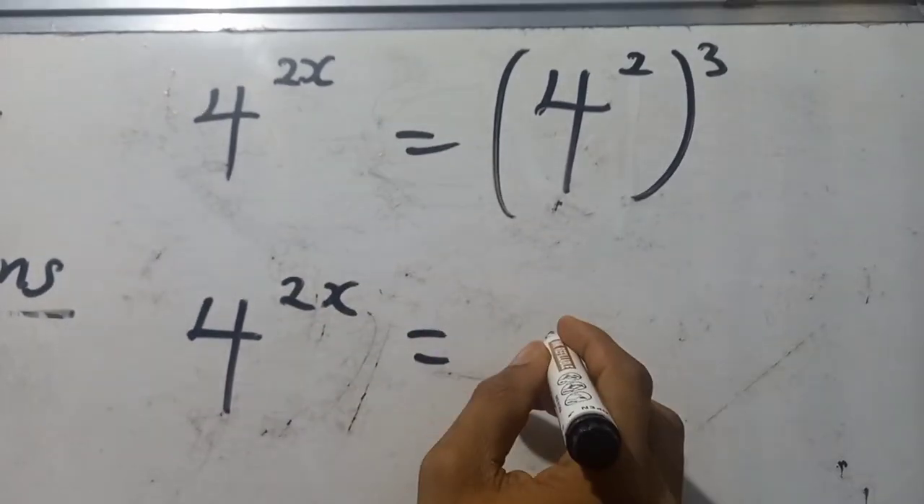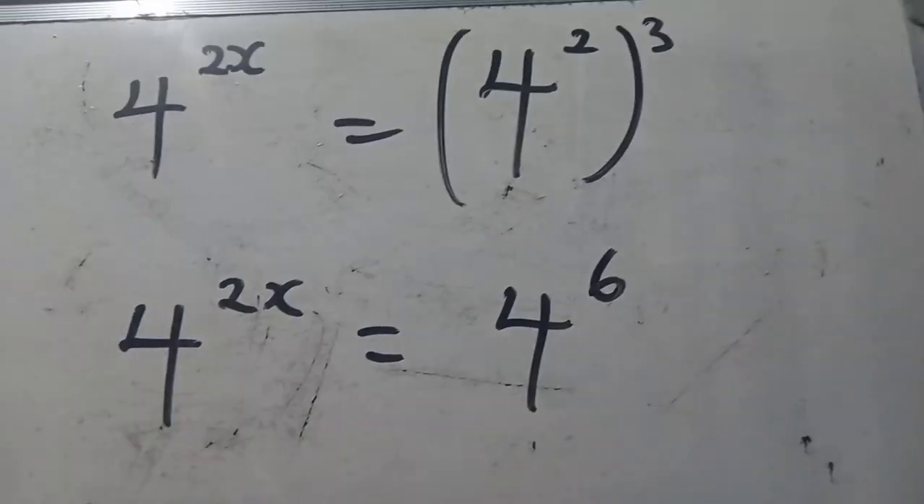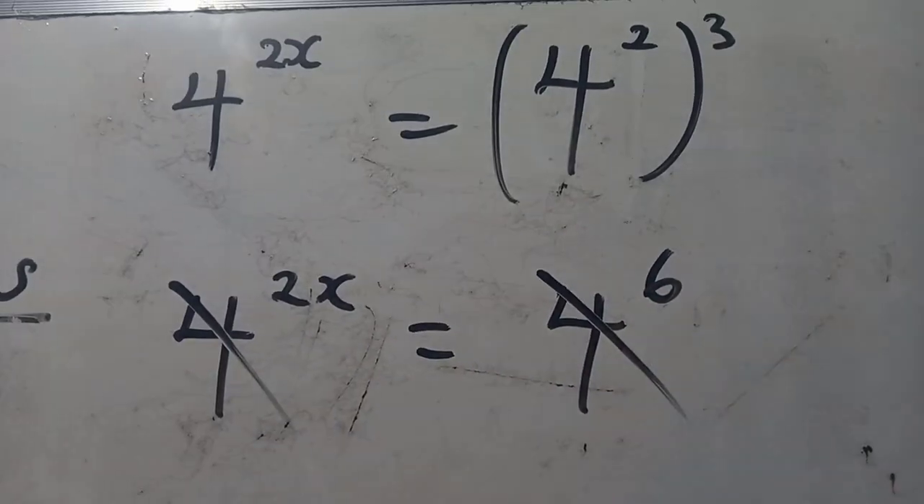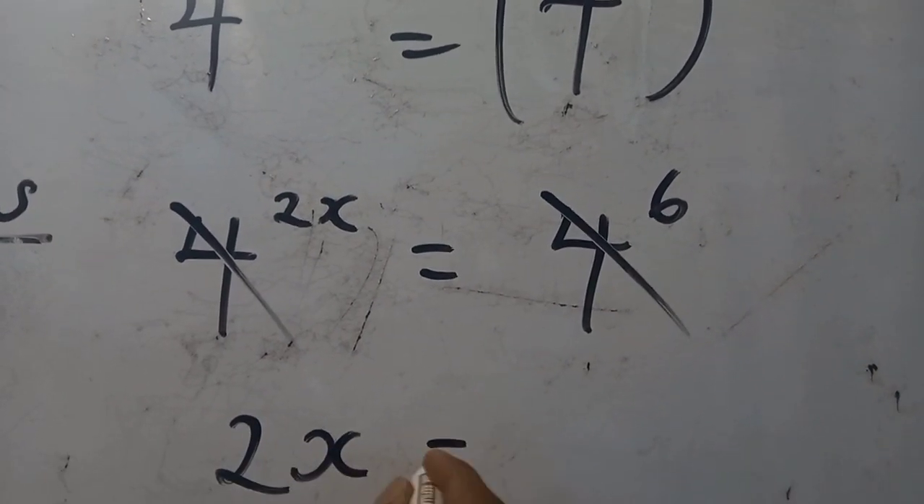So 2x equals 4 raised power 6, which means that it's the same base now. So base 4 divided by 4 is gone. So we have 2x equals 6.